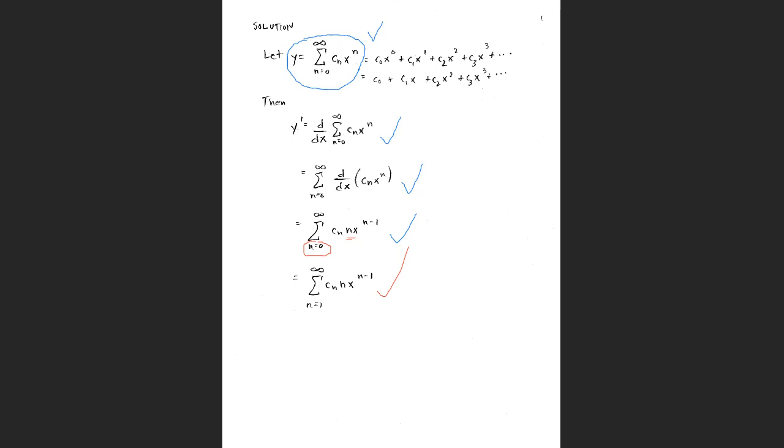I'm sorry, I meant n equals 1. My mistake. We went from the power series starting at n equals 0, but since the first term of this power series is 0, we can start the power series at n equals 1. That's correct. Thank you, Matthew. Good catch. Are there any questions so far?